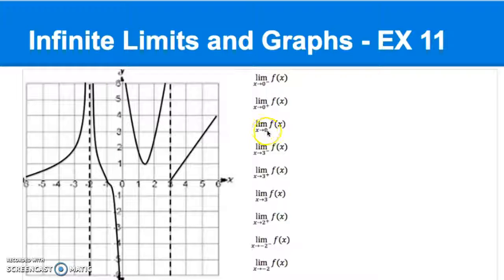The limit as x approaches 0 from both sides. So the left goes to negative infinity, the right goes to positive infinity, so here the limit does not exist.